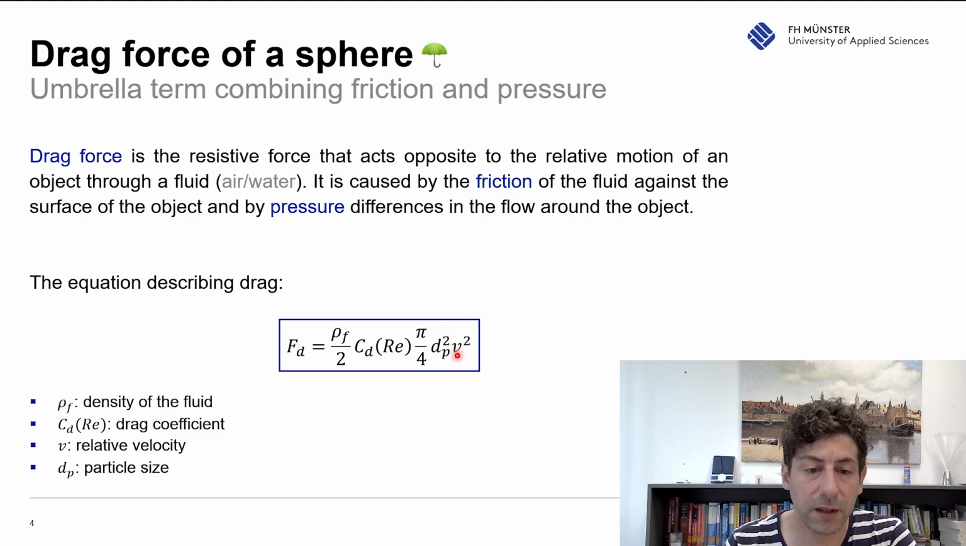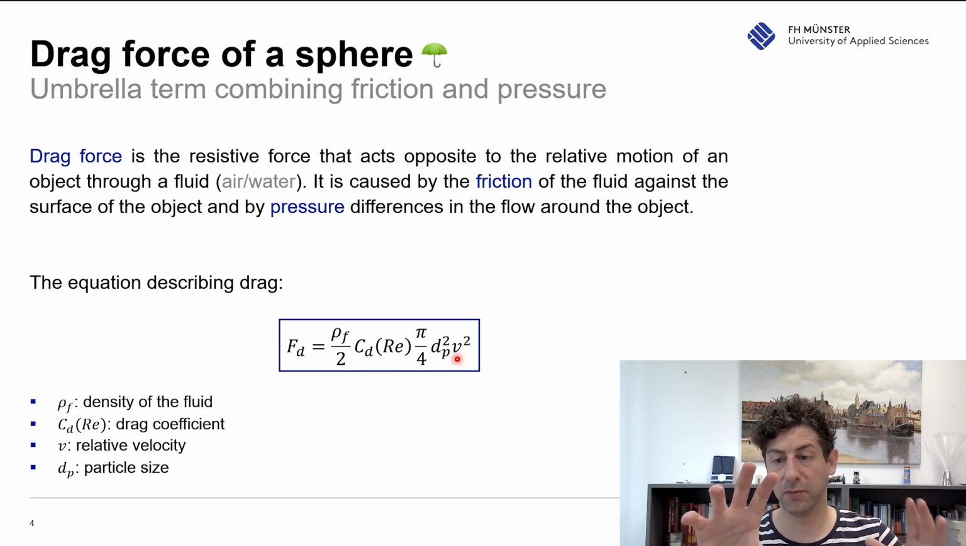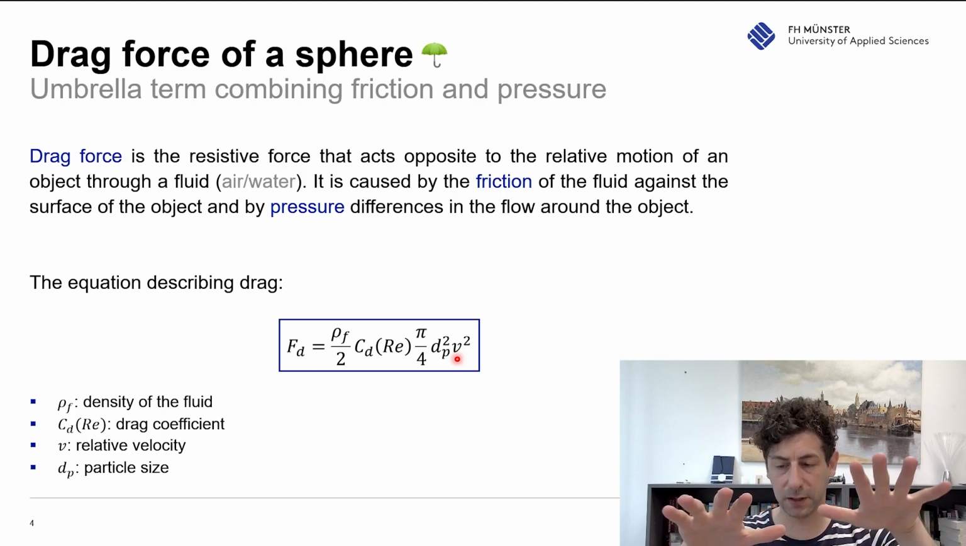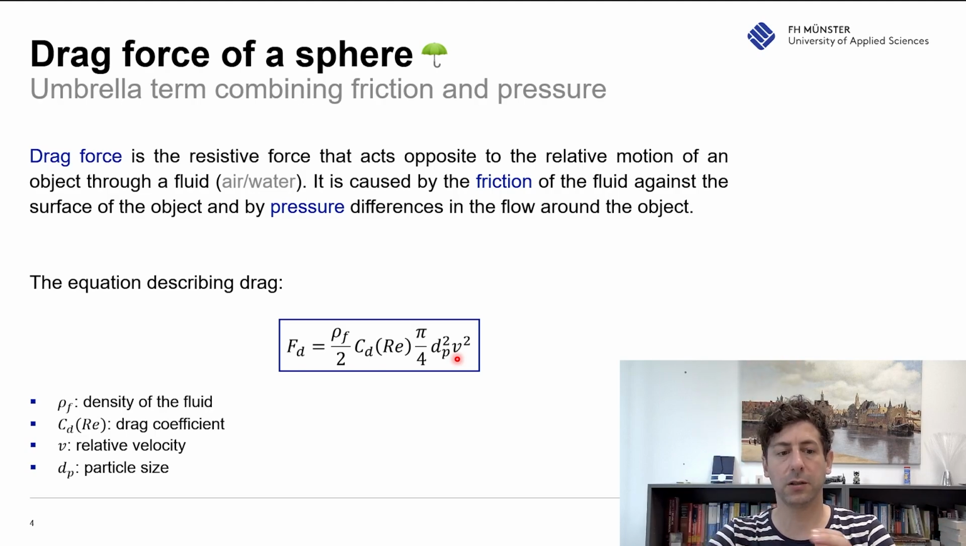And then also we have the velocity squared of the fluid. Basically it's the relative velocity. So for the drag force, it doesn't matter if the particle moves and the air is still, or if the air moves and the particle is still, or if both move. This is always the relative velocity between the objects. So if you have a steady particle and you have wind, you will have drag. If you have a steady fluid which does not move and the particle settling, you will have drag.